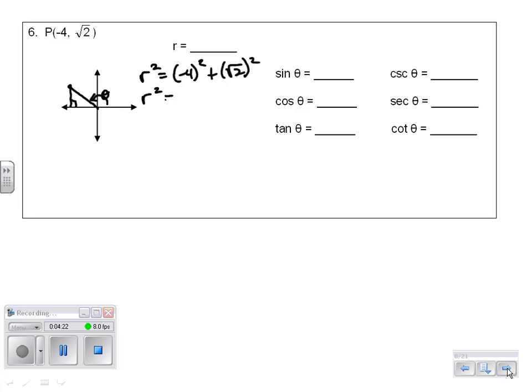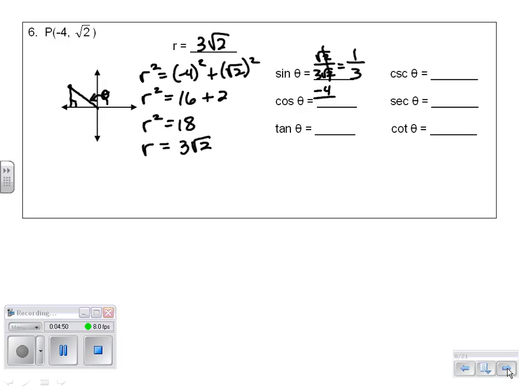So -4 squared is 16, and square root of 2 squared is 2. So r squared is 18, and r is the square root of 18, which is 3√2. So sine is y over r. We have √2 over 3√2. The √2's reduce, and we have 1 over 3. Cosine is x over r, -4 over 3√2.